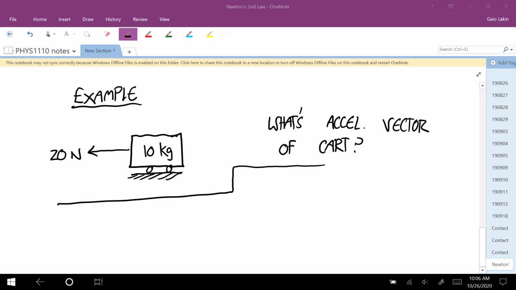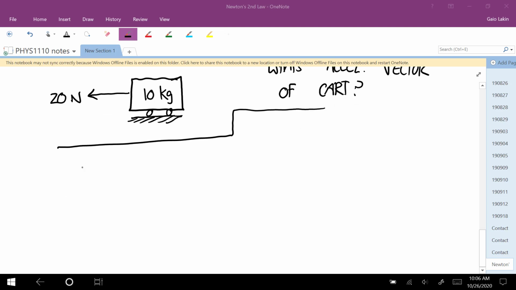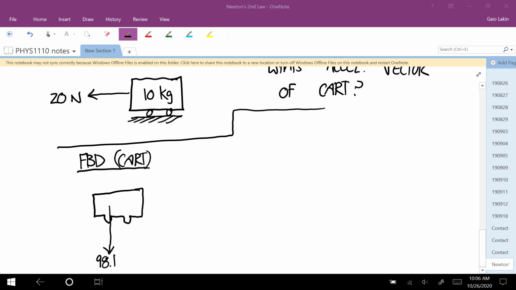Okay, well, our chosen body is going to be the cart. So, free body diagram of the cart. We have the outline there. We know there's a weight force that's equal to 10 times 9.81. And now going around the boundary looking for contact.